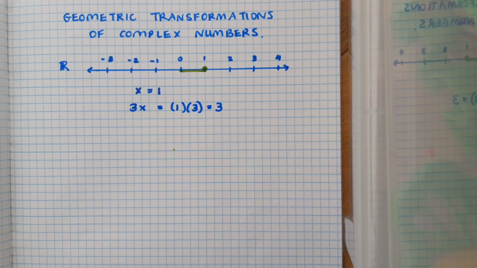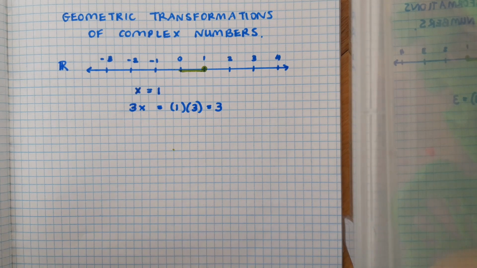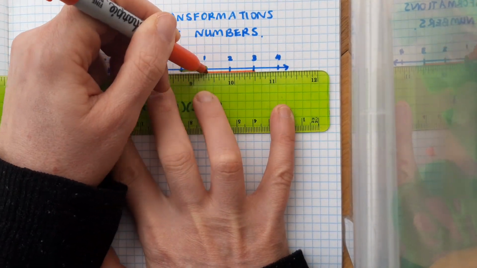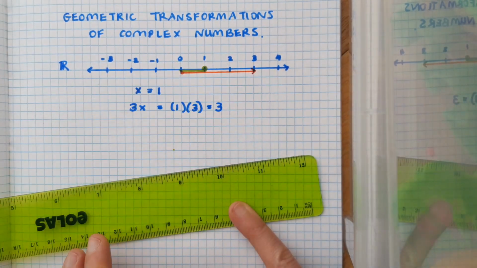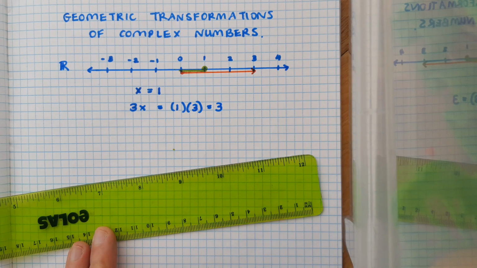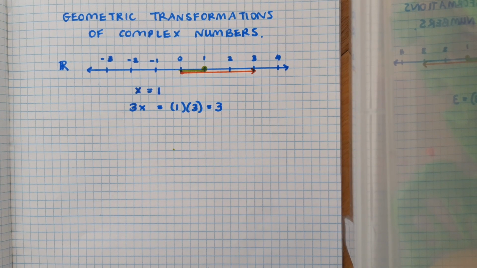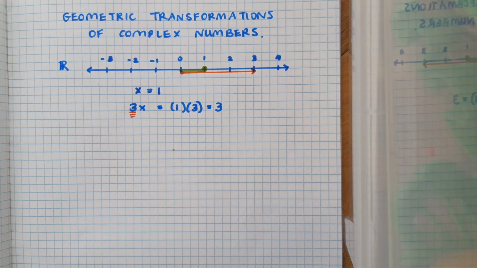If I multiply it by 3, what I'm really doing is changing its distance from the origin by a factor of 3. So when I multiply by 3, visually what I'm doing is drawing a line that is 3 times as long from the origin. And that lands me at 3. So I've taken my distance, or my modulus if you like, and I have multiplied it by the factor that I wanted to multiply by.